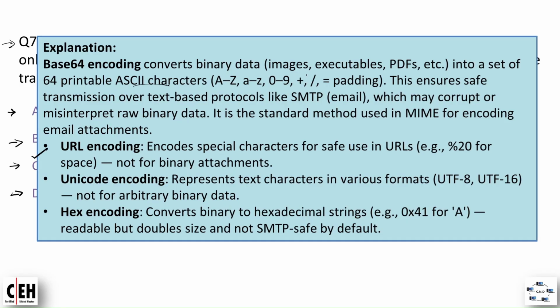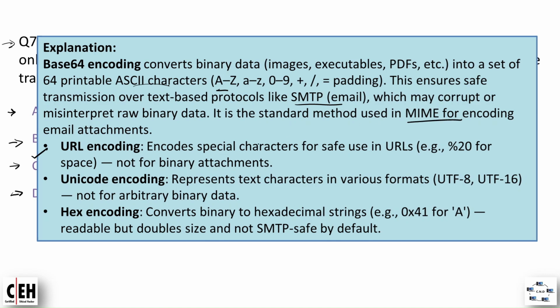and PDF into a set of 64 printable ASCII characters. This ensures safe transmission over text-based protocols like SMTP that is used for email, which may corrupt or misinterpret raw binary data. It is the standard method used in MIME for encoding email attachments.